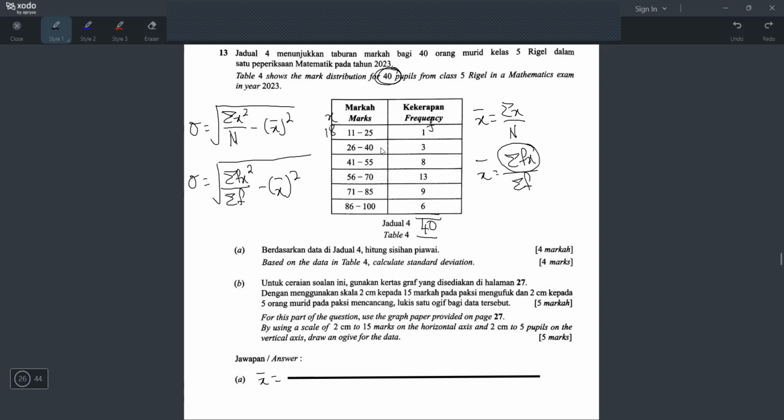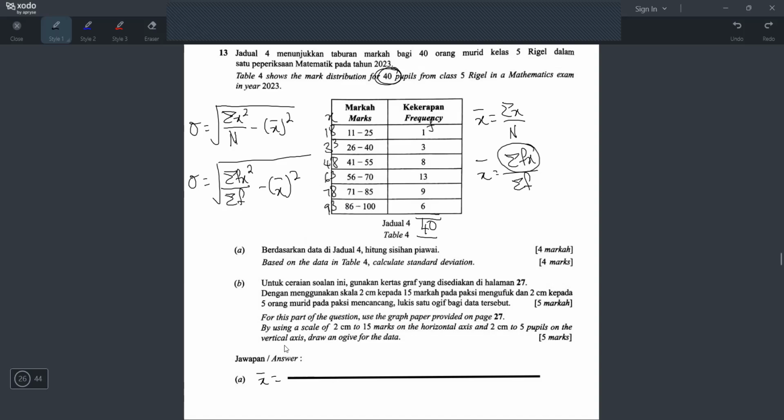What is the midpoint for 26, 40? It will be 33. This one is 48. And then this one, the midpoint is 63. This one is 78. This one is 93. If you are wondering how I get all these numbers, I just take this number and this number, add them together, press equal and then divide 2, because I'm trying to find the midpoint, the middle point. That is why I add and divide by 2. So this is how I get all the midpoints.